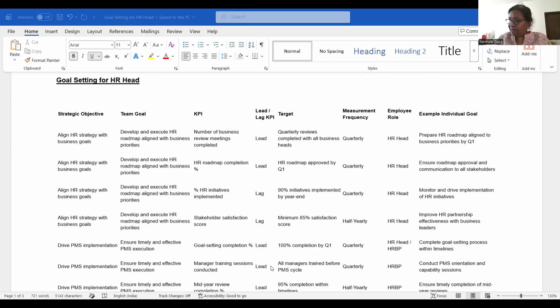Okay. Any questions before we get into this very interesting and very critical management tool called a balanced scorecard? Then we'll start the balanced scorecard.